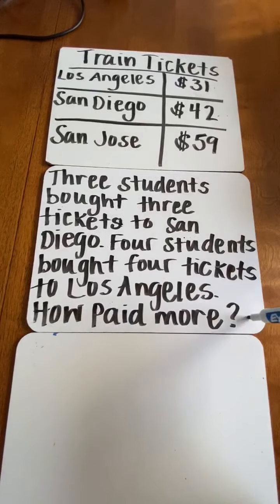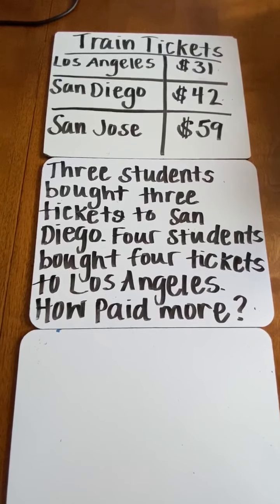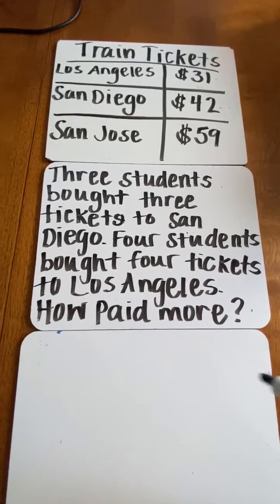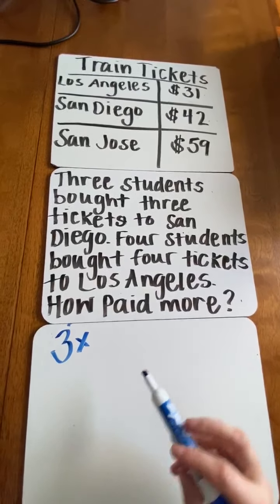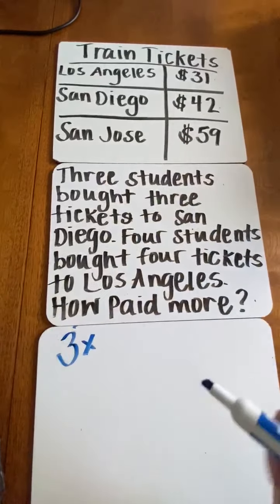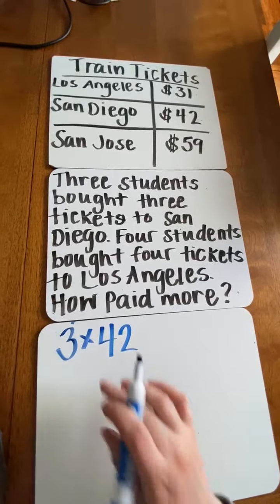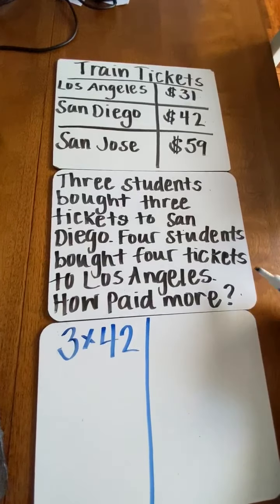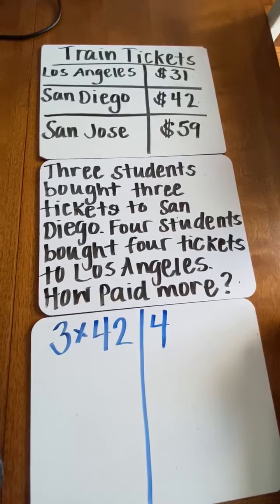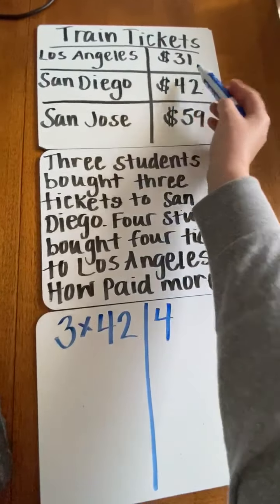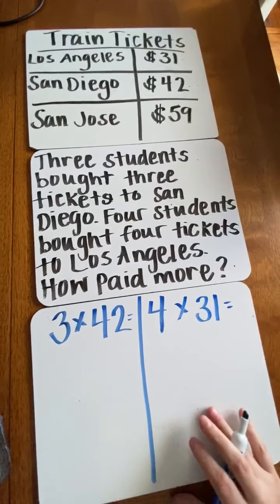In order to figure out who paid more, I need to know how much these 2 groups each paid. So let's look at my first group. It says 3 students bought 3 tickets to San Diego. So I need 3 tickets to San Diego. So I'm going to check my chart. San Diego, a ticket costs $42. So I'm going to need to solve that to find out how much it costs for San Diego. Then my next group has 4 students buying 4 tickets to Los Angeles. Los Angeles, a ticket costs $31. So I'm going to need to solve both of these problems first.